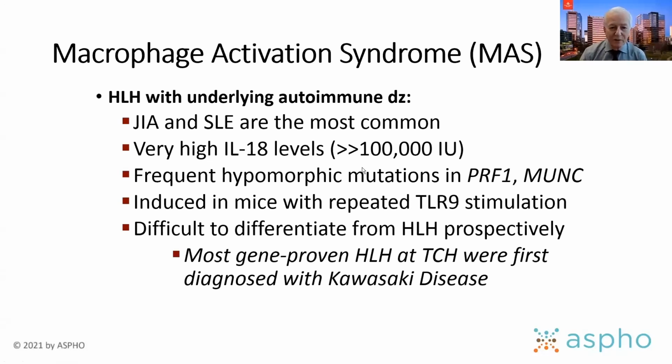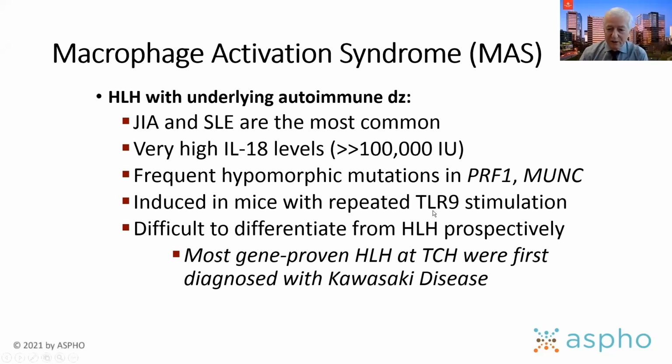Macrophage activation syndrome is a condition which mimics HLH so closely that initially you can't really tell the difference. But one of the things that's become clear is that these patients have extraordinarily elevated levels of interleukin 18, often over hundreds of thousands. And often these patients also have a single mutation in perforin, MUNC, or some of the other genes that I mentioned. There's been a mouse model in which repeated TLR9 stimulation causes HLH. So the point being that any immune stimulation that's repeated can lead to HLH.